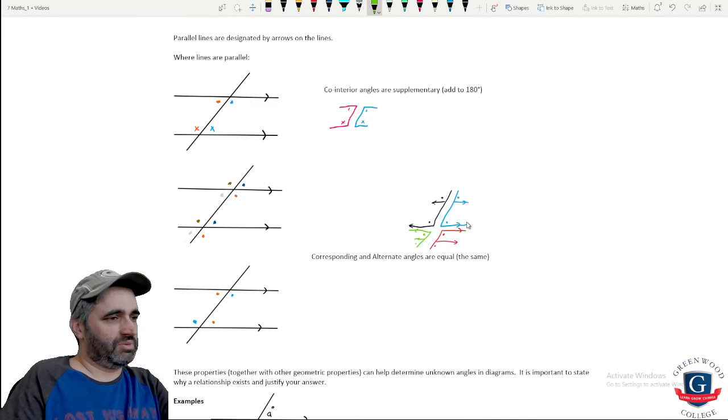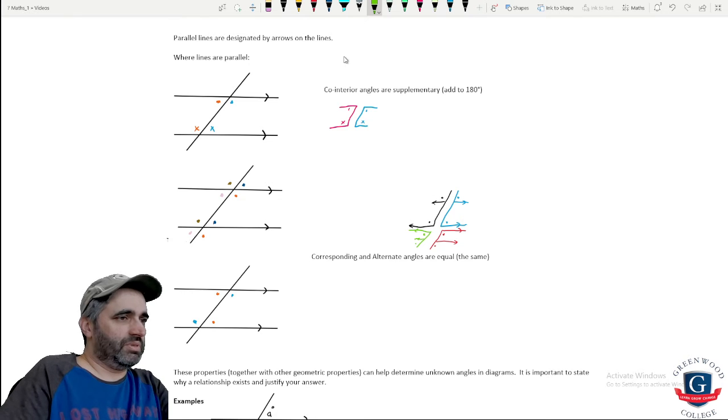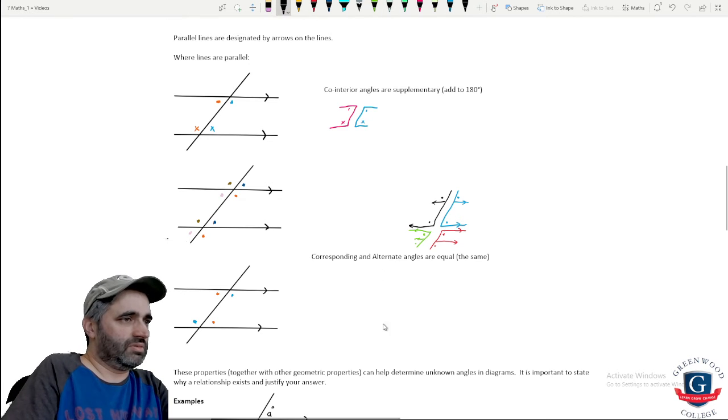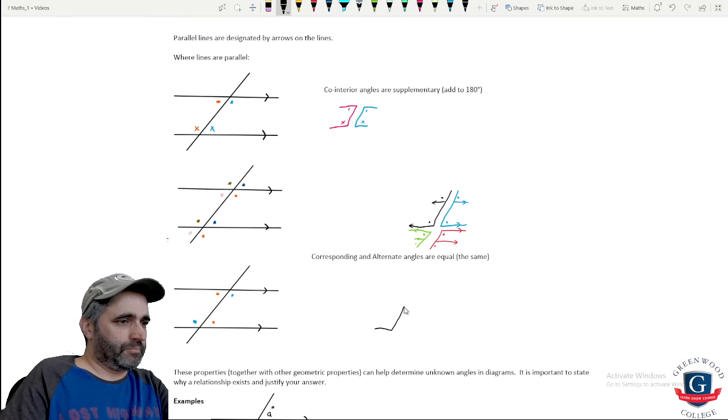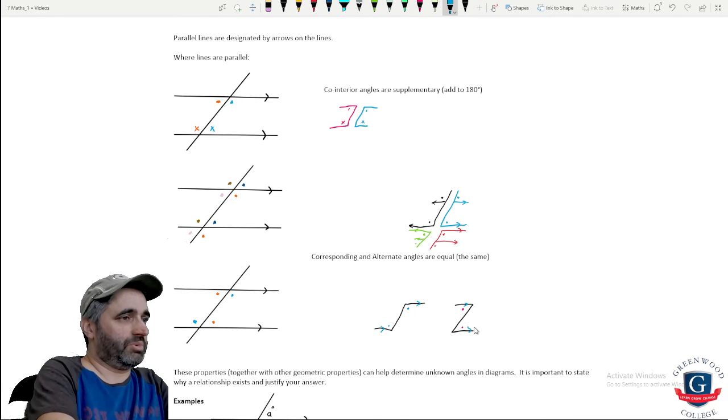Whereas this makes a C shape, this makes an F shape, and the alternate angles make a kind of Z shape. So Z shape, that's these two. And this shape makes this one. Remember, these are the parallel lines here. So if that helps, that's good. If it doesn't, just think about it the way I've described it.